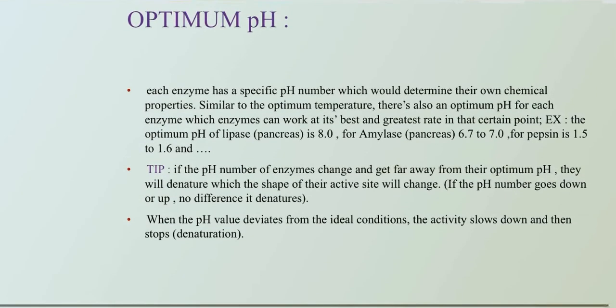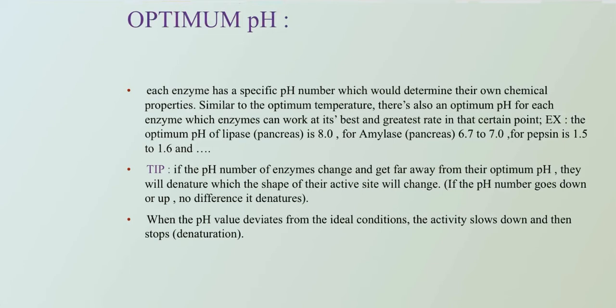So now let's talk about the optimum pH. Each enzyme has a specific pH number, which determines its own chemical properties. Similar to the optimum temperature, there is also an optimum pH for each enzyme, at which enzymes can work at their best and at their greatest rates.